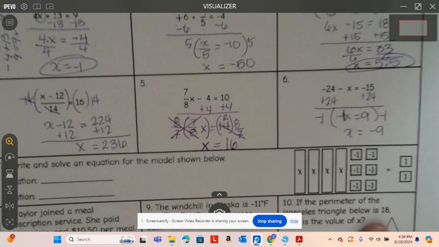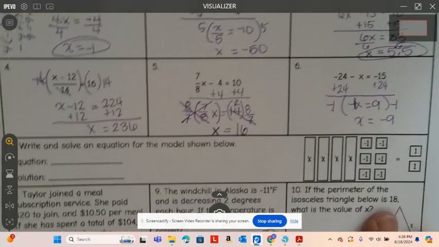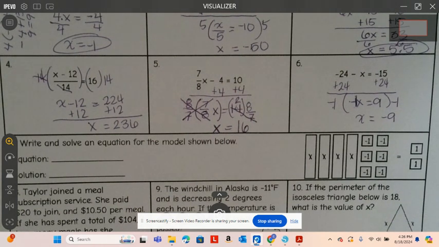And then I will have you guys challenge yourself by completing numbers 7 through 10. And we'll meet back in class and see how you did.